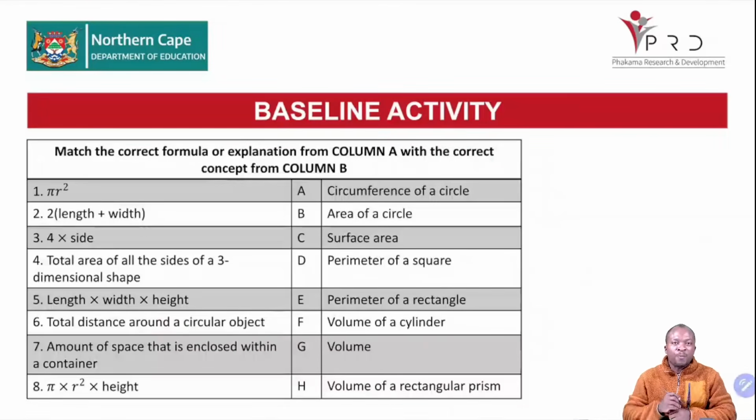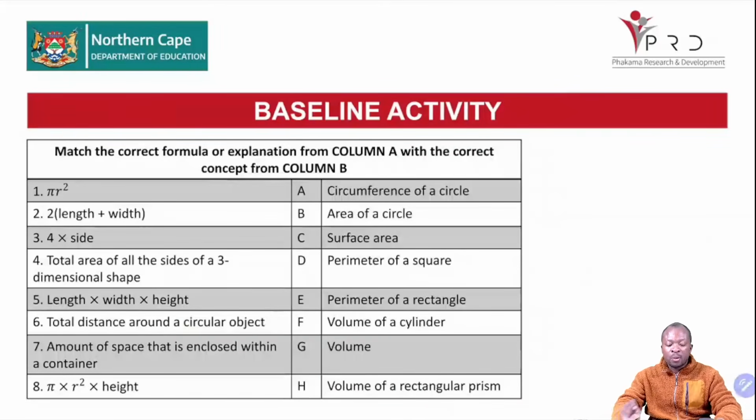Now let's look at a few baseline questions. I have got some values or some formulas on column A. And then on column B, we have got our terms. So what I need from you now is to assist me. Let's try to identify them so that we can refresh our memories. Remember, we are revising. We are now heading towards the final exam. Once you write paper 2 for us here, it means you are done with maths lit in terms of grade 12.